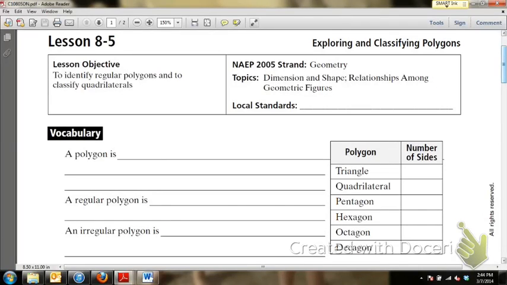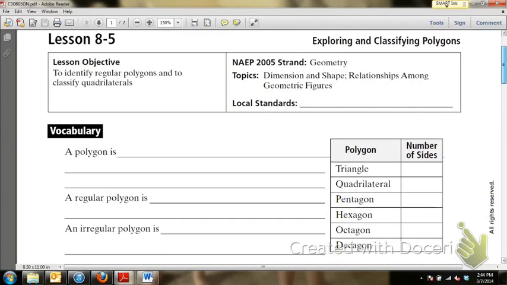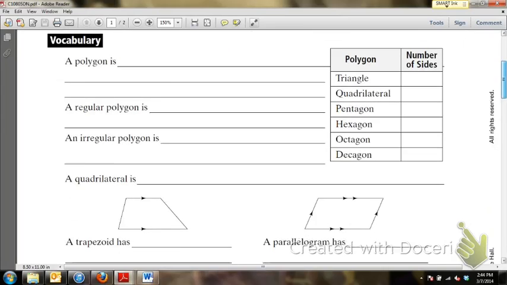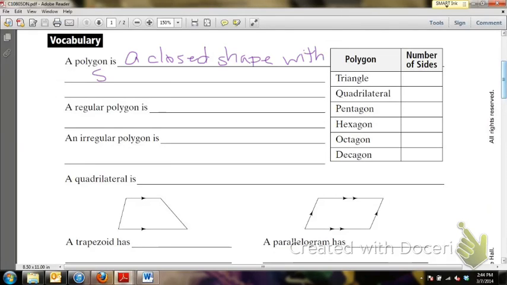In Lesson 8.5, we're going to explore and classify polygons. Before we do that, we need to talk about a few terms. So what is a polygon? Well, a polygon is a closed shape with straight sides.